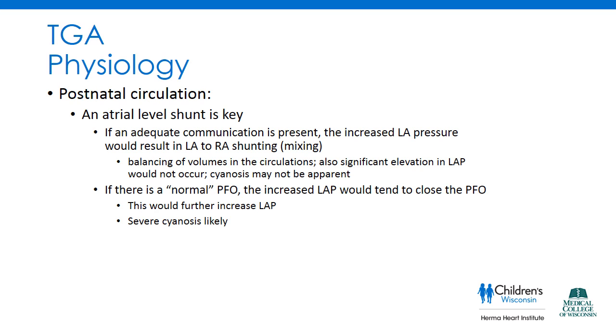An atrial level shunt is key. If there's adequate communication, then the increased LA pressure that we just talked about would result in a left to right shunt, allowing mixing and the balancing of volumes in the circulations. Also, significant elevation in the left atrial pressure would not occur, and cyanosis may not be as apparent.